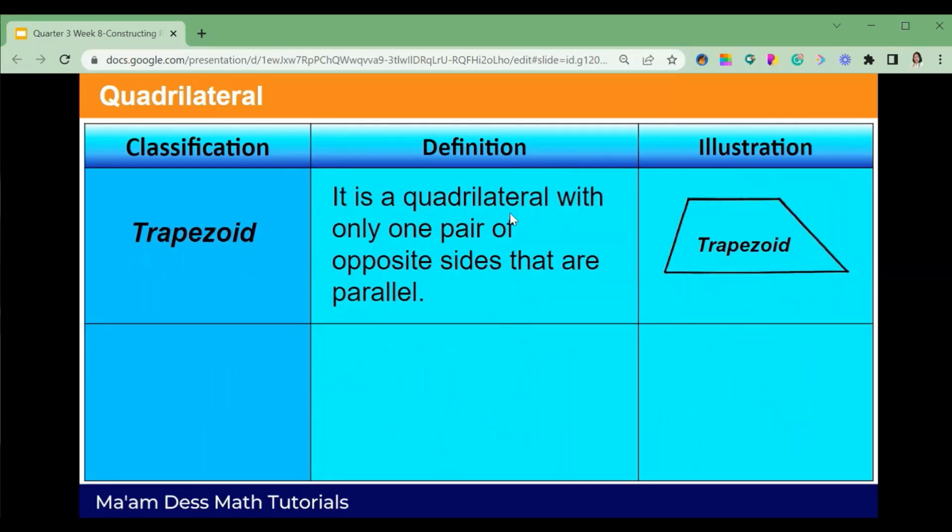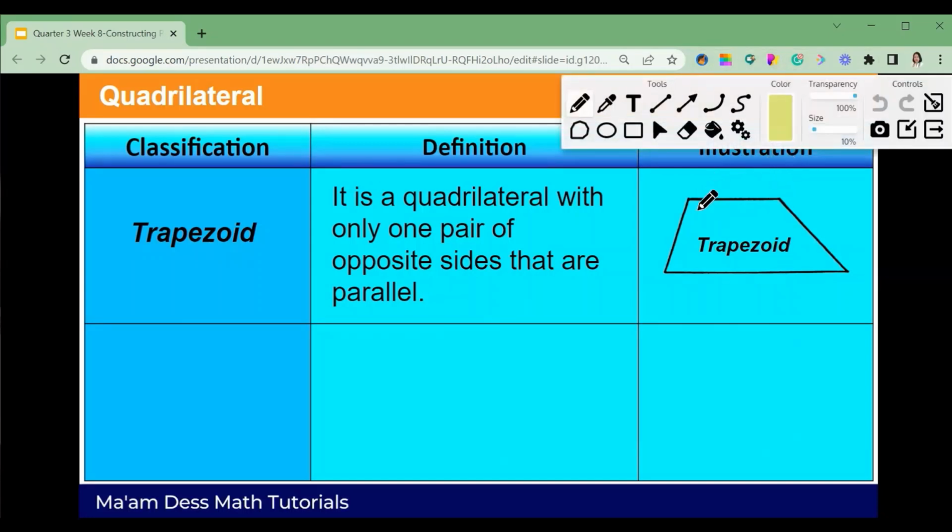Trapezoid. It is a quadrilateral with only one pair of opposite sides that are parallel. Again, a quadrilateral with only one pair of opposite sides that are parallel. Let's find out which is the parallel side. Here are the parallel sides of this trapezoid.